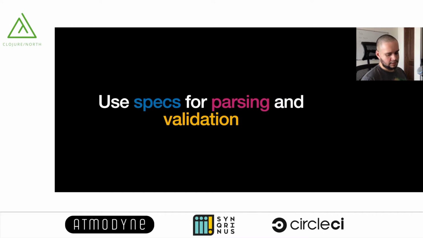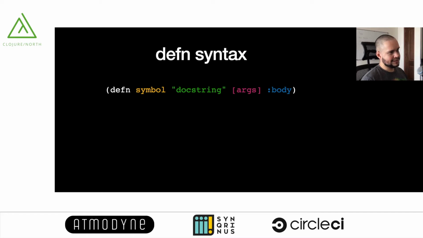What I mean by that is, let's imagine the defn syntax, or at least one version of it. First it expects to have a symbol, and then second, it maybe gets a docstring. Then after the maybe docstring, you're going to have the list of arguments, and after that, you're going to have zero or n number of items in the body.